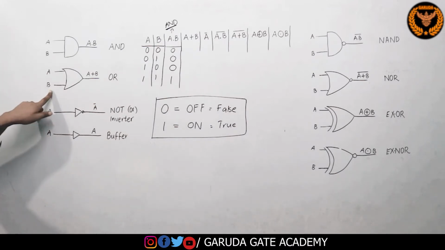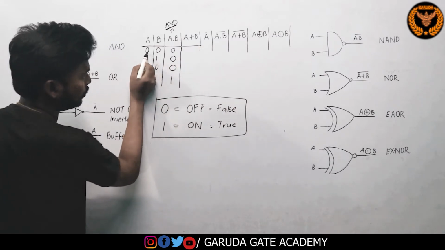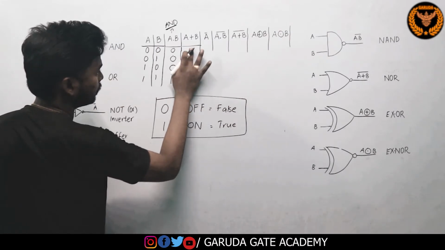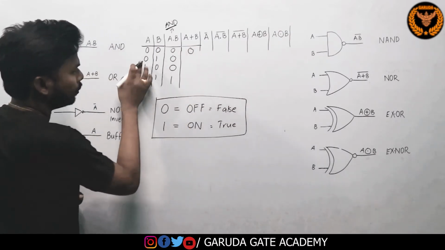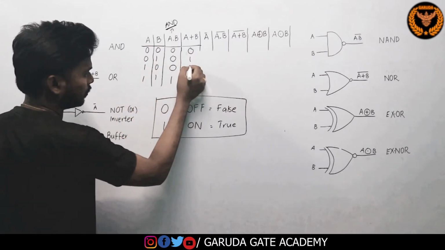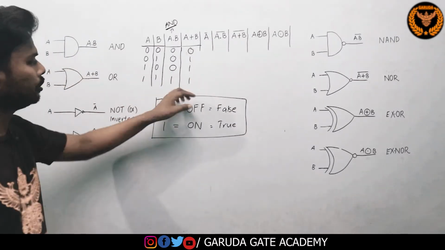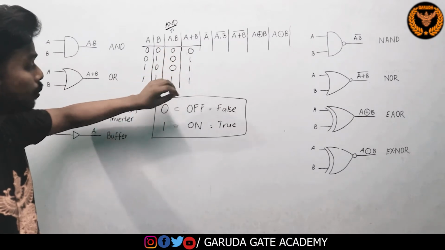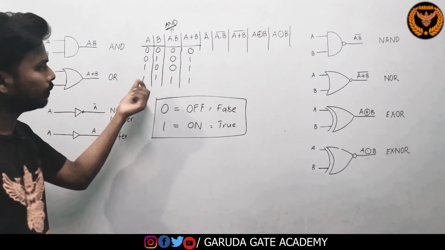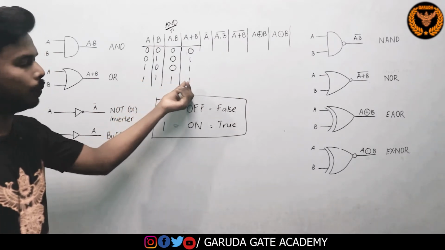So see here, it is OR gate. So OR gate is like when you OR 0 with 0, it will produce 0. When you OR 0 with 1, it will produce 1. 1 OR with 0, 1. 1 OR with 1, 1. Okay. So in order to have the output as 1 in the case of OR gate, you will be having at least single 1 in the input. If you are having single 1 in the input, then you will be having 1 as output.